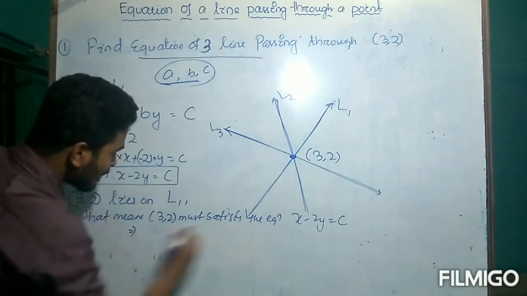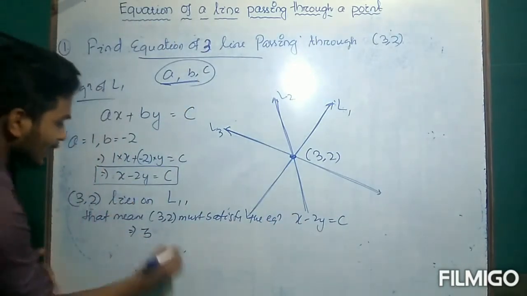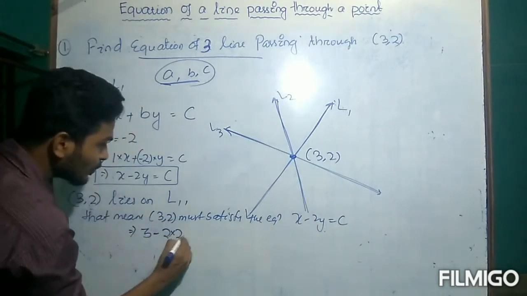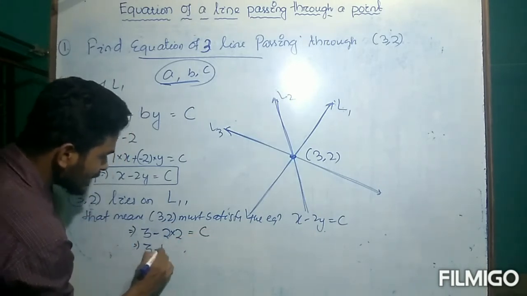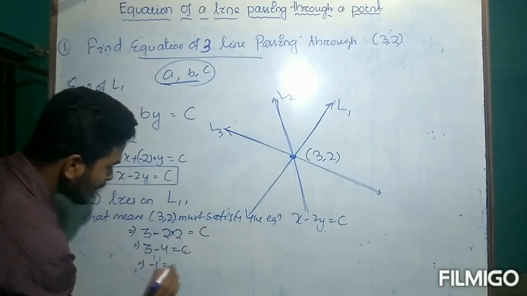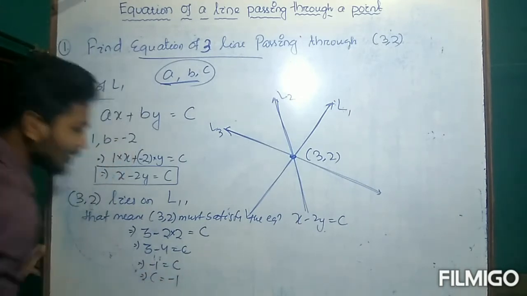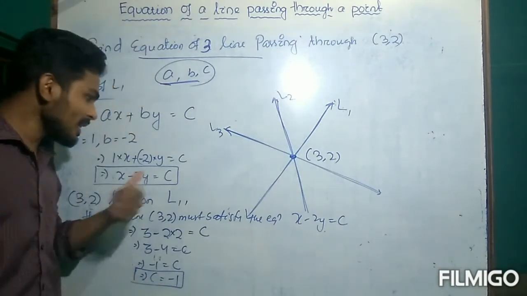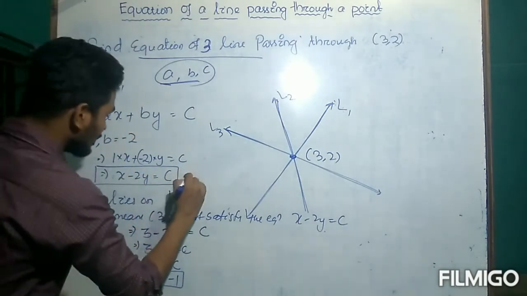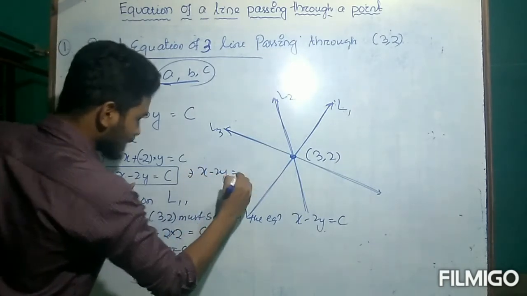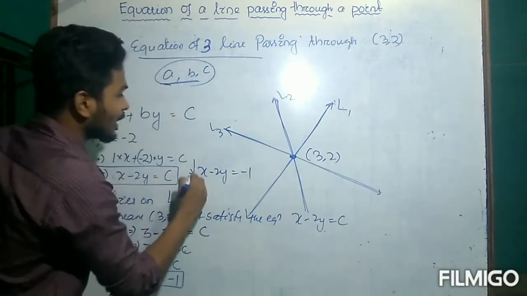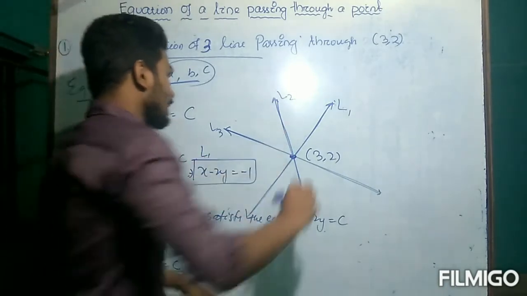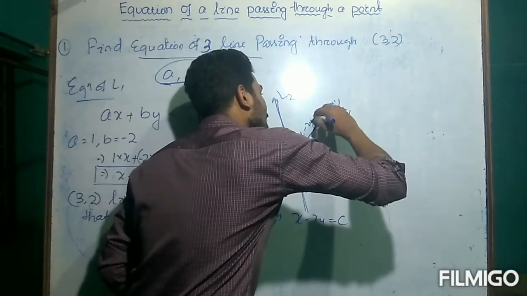Now the equation becomes 3 minus 2 into y is 2 is equal to c. So 3 minus 4 is equal to c. So minus 1 is equal to c. So c is equal to minus 1. Now here you get the value for c. Now simply substitute this value in the original equation. Now the equation will become x minus 2y is equal to c is minus 1. Now this is the equation for the line L1. So you can write L1 as x minus 2y is equal to minus 1.